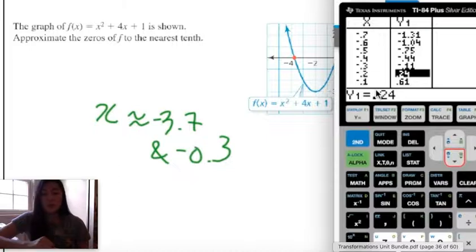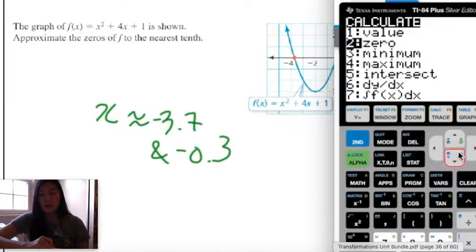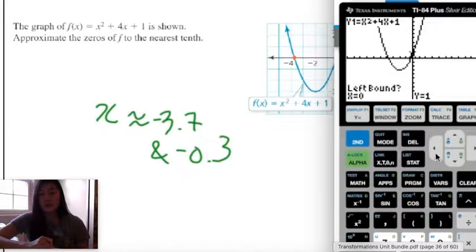Let's do the way that you guys already know how to do. So we're going to press second calc and calculate the zeros of the function. Second calc, number 2. We're going to go to the left bound. Because my cursor is nearby that one, let's do that one first. So left bound, right bound, and then the zero is negative 3.7, approximately, to the nearest 10th.